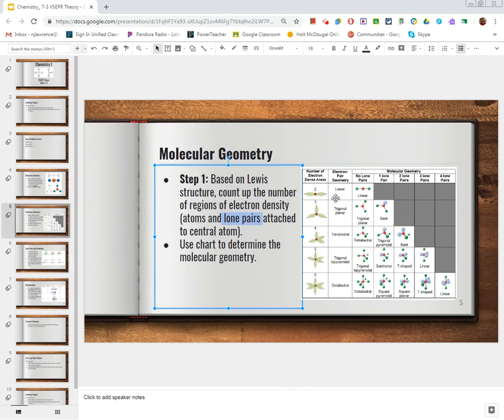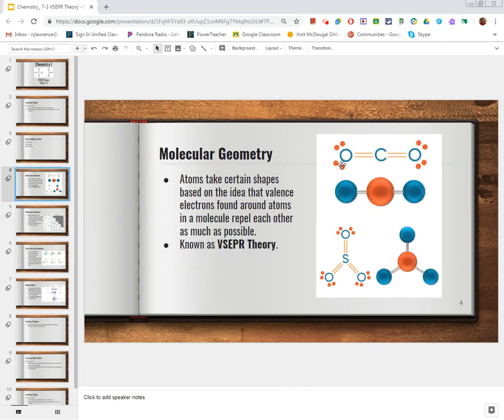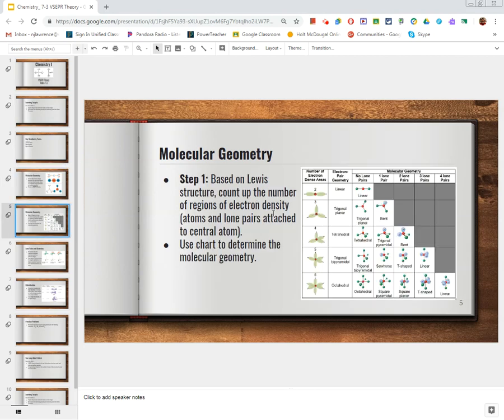But real quick, an example: if I look here at oxygen, carbon, oxygen, my central carbon has 2 regions here, 2 bonds. So I go here, I find something that has 2 electron-dense areas on it, and therefore that would be called linear.